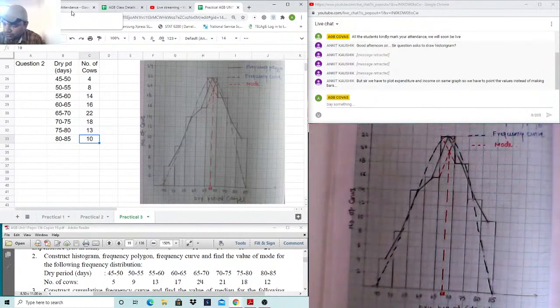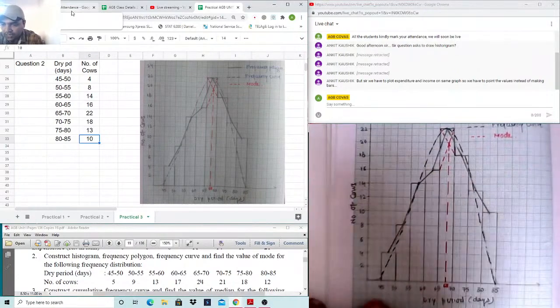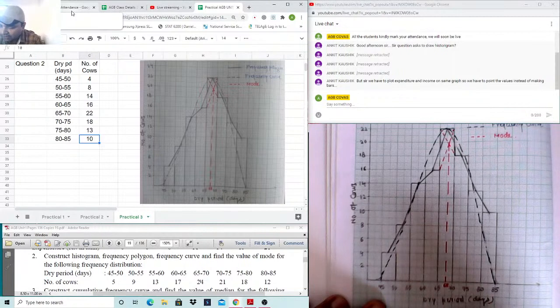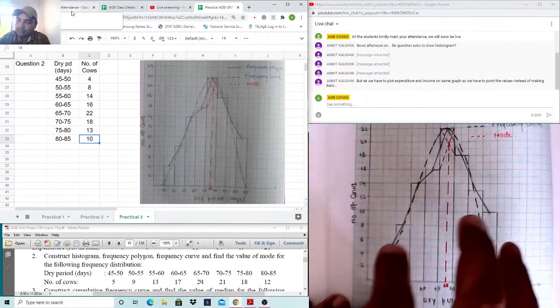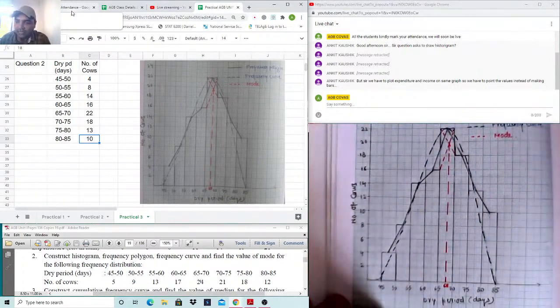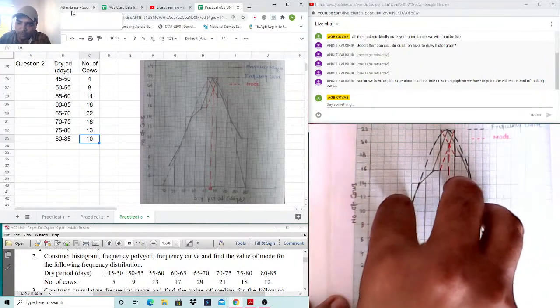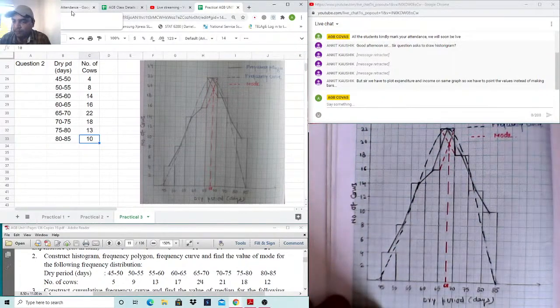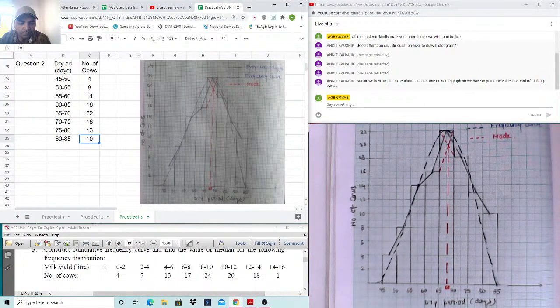In this second question, we have learned how to make a histogram for continuous class intervals. Then we learned how to calculate the mode through the graphical method. When I was teaching you the theory classes, I told you that when we take up the practical classes, I will tell you how to calculate this from histograms, and from the ogive how we can calculate it. Your next question is about the ogive. So we will be doing the third question now.